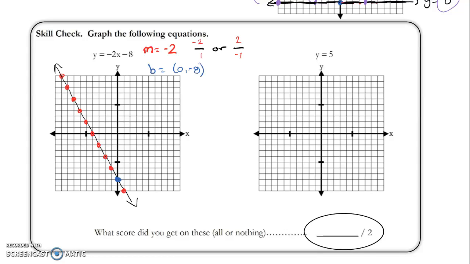So here's the first one. Our y-intercept is (0, -8). So we start here. My slope is -2. That's a -2/1 or a 2/-1. So the only way I can go to the right is down 2, right 1. But I can also go up 2, left 1, and I can do that for a while all the way up here.